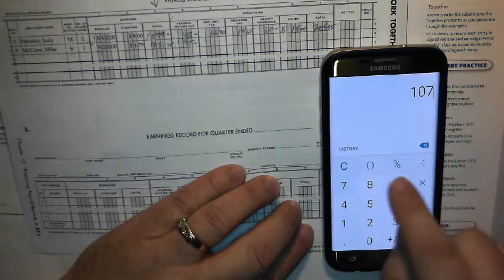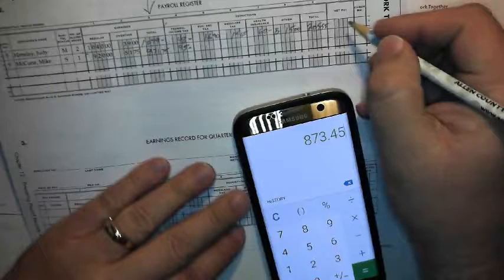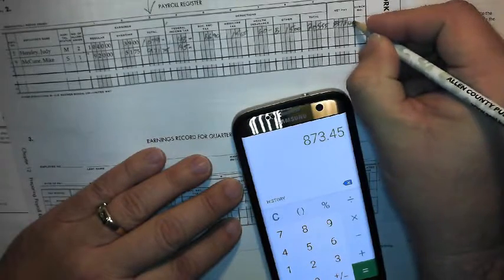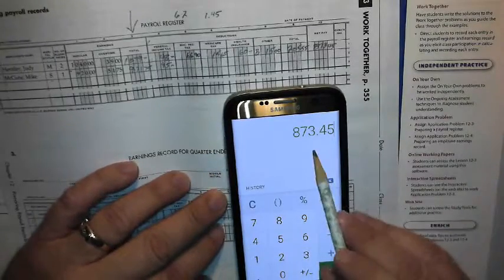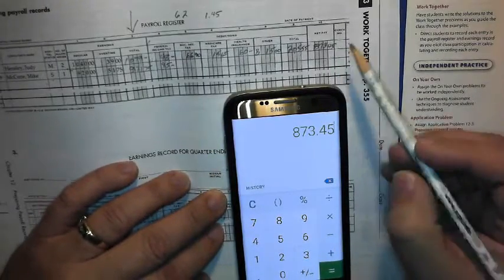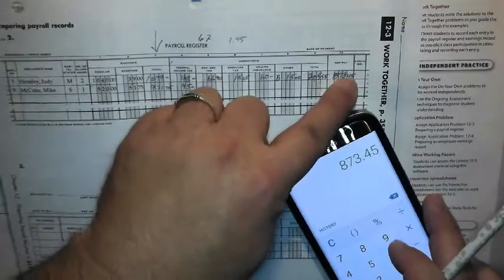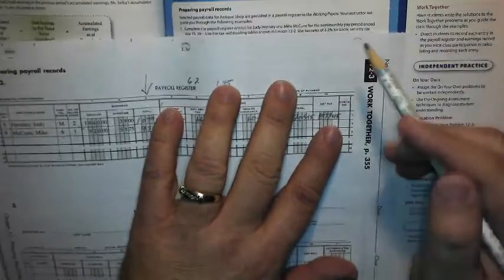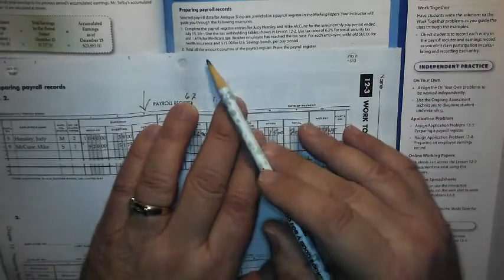It'll be 1079 minus $205.55 equals $873.45. That's kind of hard to see, but I've got it here in the calculator. The net pay is $873.45. So we've still got to write a check number.